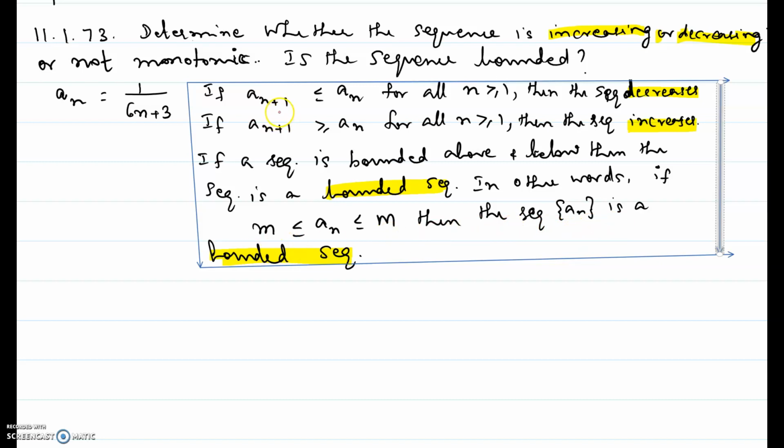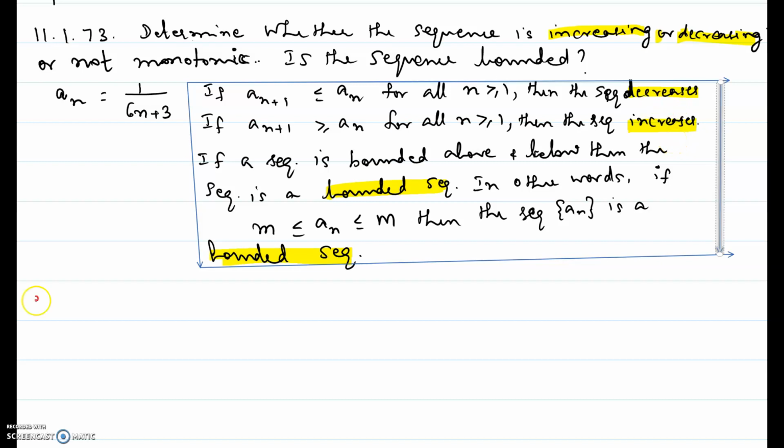So let's consider a sub n plus 1. We are given a sub n. So if we change the n to n plus 1, we get a sub n plus 1. Then we will compare what is the relation between a sub n plus 1 and a sub n. If we are able to establish less than or equal to between them, then we can conclude that the sequence is decreasing. Otherwise, it will be increasing.